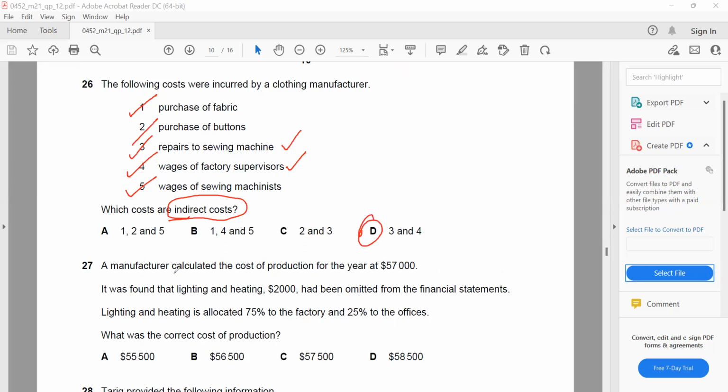Question 27. A manufacturer calculates the cost of production for the year at 57,000. It was found that lighting and heating of 2,000 had been omitted from the financial statement. Lighting and heating is allocated 75%. What was the correct cost of production? So this one is 75% times 2,000, which is 1,500. Okay, so this one is 1,500. Next, the correct cost of production should add this amount. So plus, it should be 58,500. 58,500 should be D, 27. Okay, now let's continue.